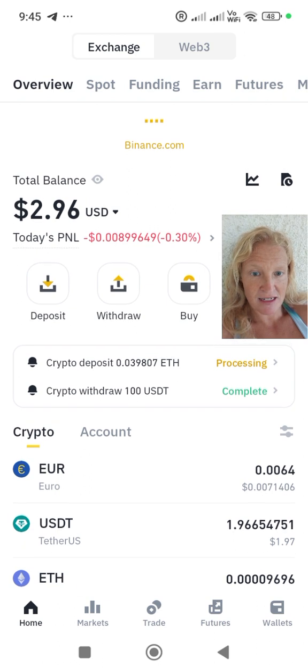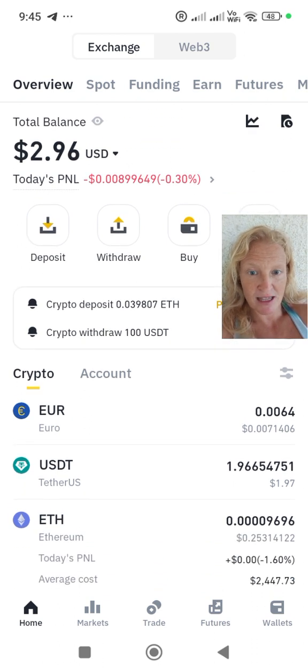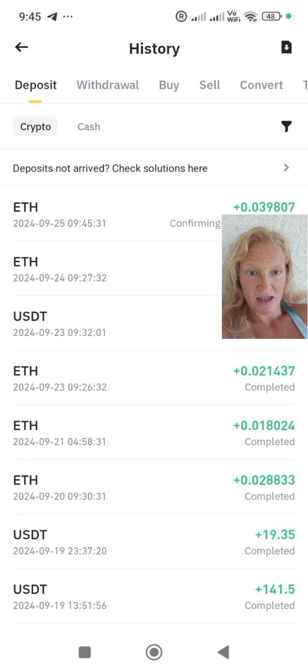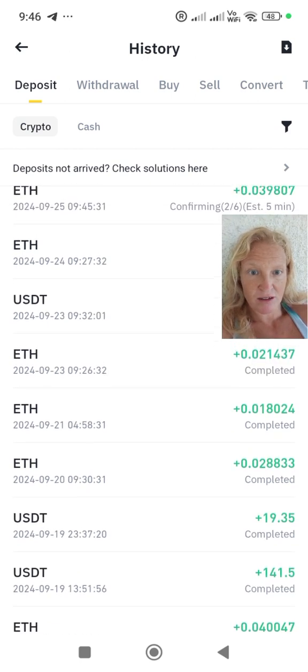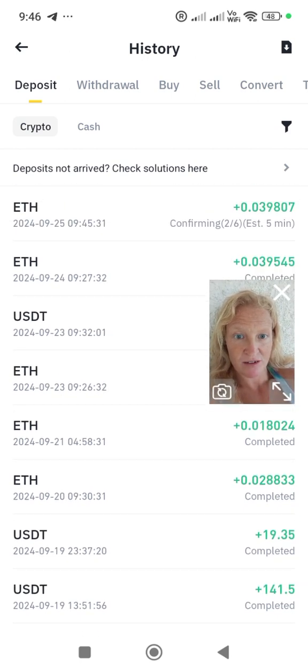So this is the exact amount that we had before. You can see that here, and you can see even that this is going to be in confirmation here. 2 of 6. Process parts already done. You have the estimation time, like 5 minutes.